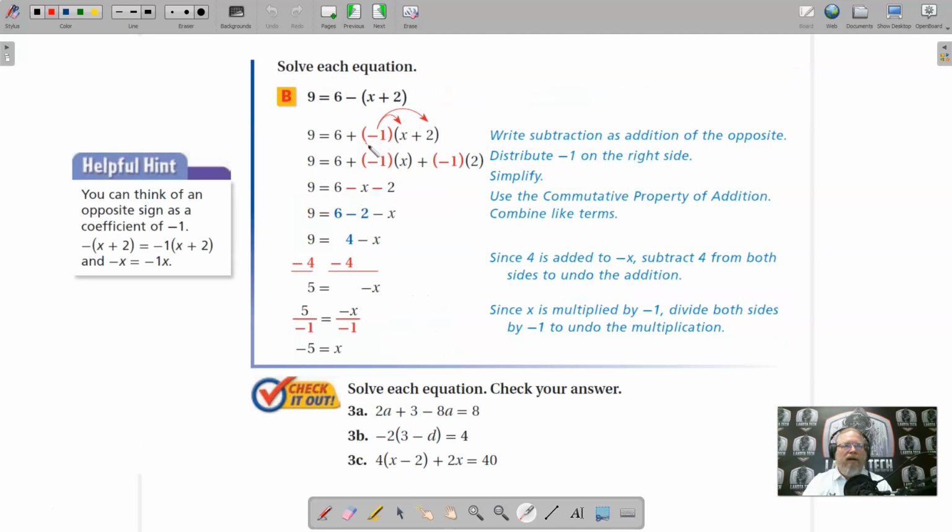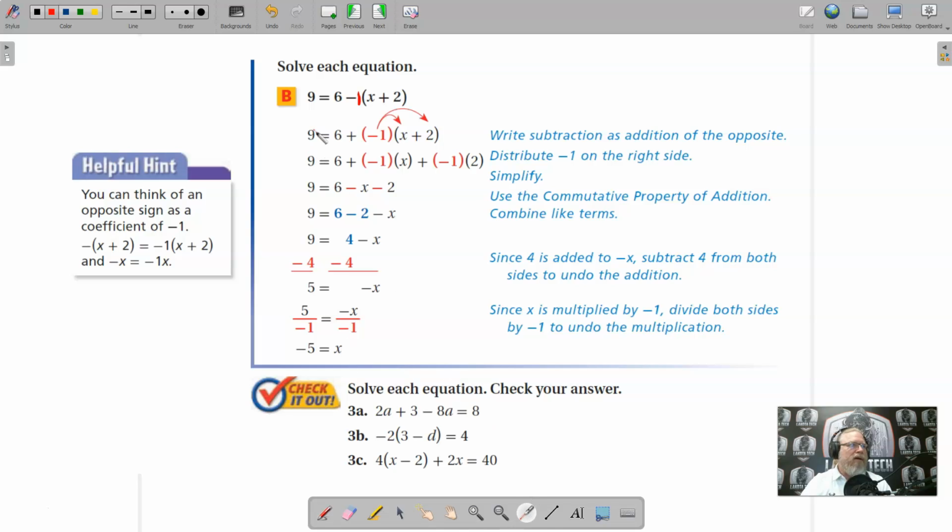Now you might also have to distribute before you simplify or you solve. So helpful hint over here, you can think of an opposite sign as a coefficient of negative 1. So up here we're going to see this minus the quantity of x plus 2. Think of that minus the quantity of x plus 2 as negative 1 times the quantity of x plus 2. So you can kind of picture a negative 1 being squeezed right in the front of that right there, if you want to look at it that way.